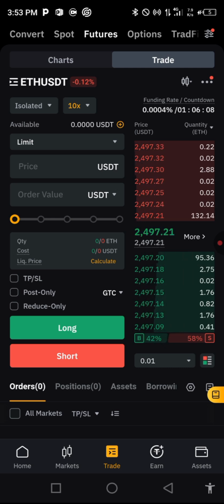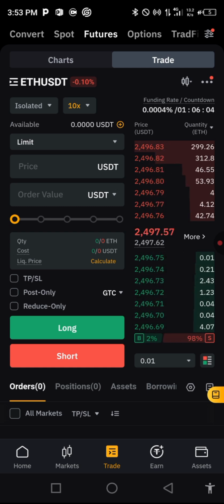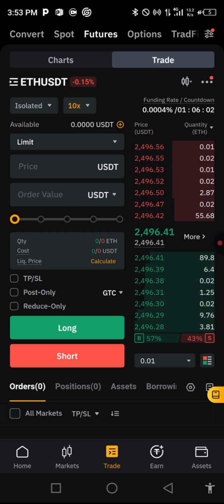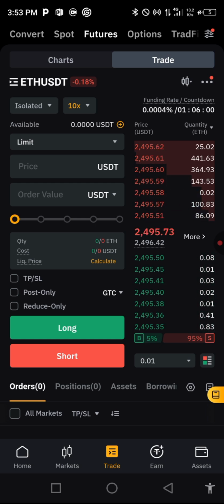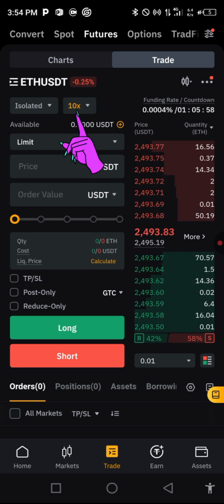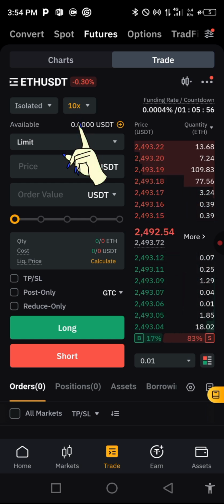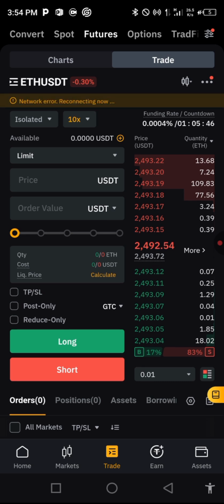So now, like I said, I want to advise you that you should always go with what? Isolated, right? The next thing you want to take a look at is leverage. Now, if you see after crossing, you see 10x there. That is your leverage. Leverage simply means you are borrowing more money from the exchange than what you have, for you to use and trade in the market.